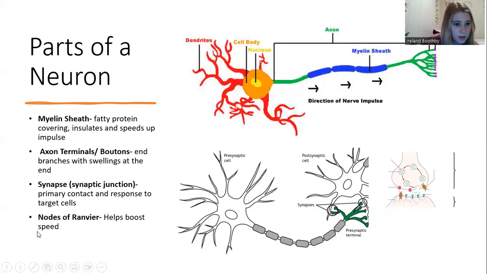We have one more. Nodes of Ranvier help boost the speed of the impulse, and they're going to be in between the myelin sheaths. They're just going to be like little dots.